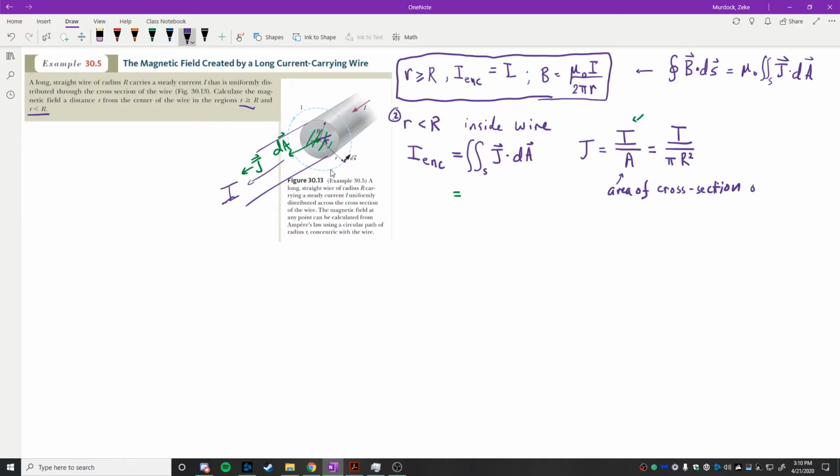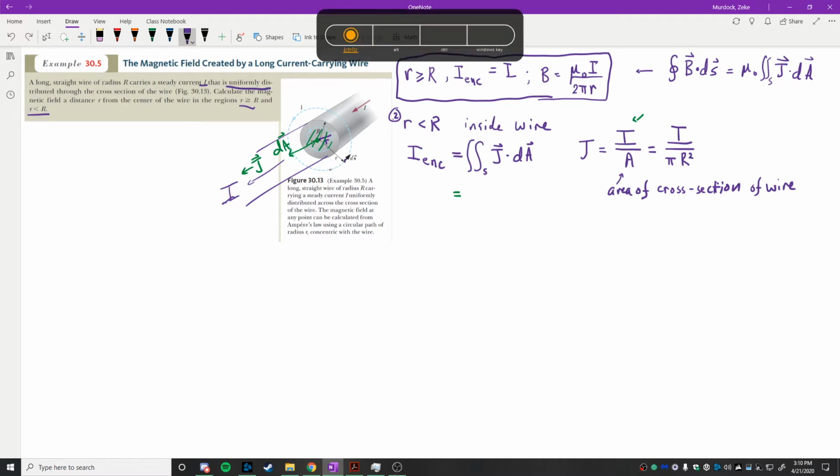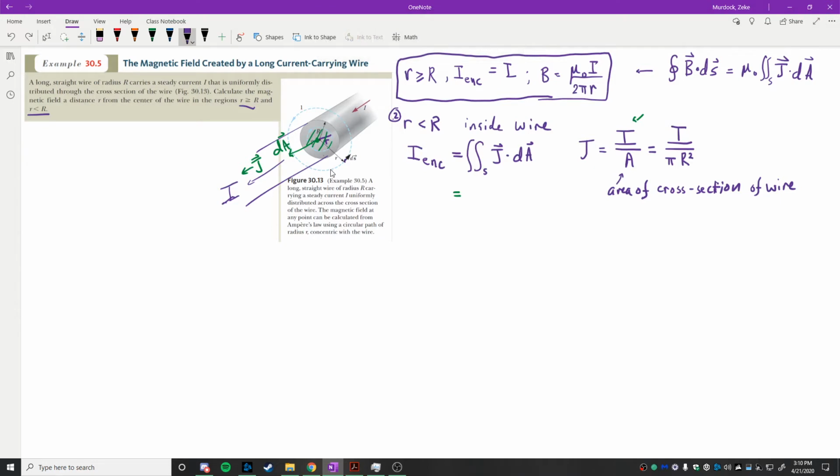Of the whole wire. And the current is uniformly distributed. I should have taken some time to read this. Maybe we just do that now. A long straight wire of radius big R carries a steady current I that is uniformly distributed through the cross-section of the wire. So it's uniform current distribution here. So that means that this is true, that this is just a constant, basically. It's the value of the current divided by pi R squared.